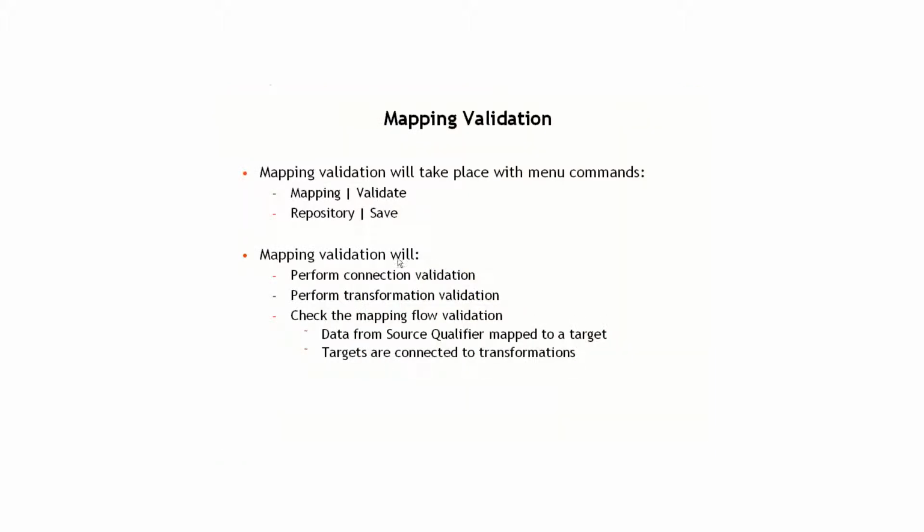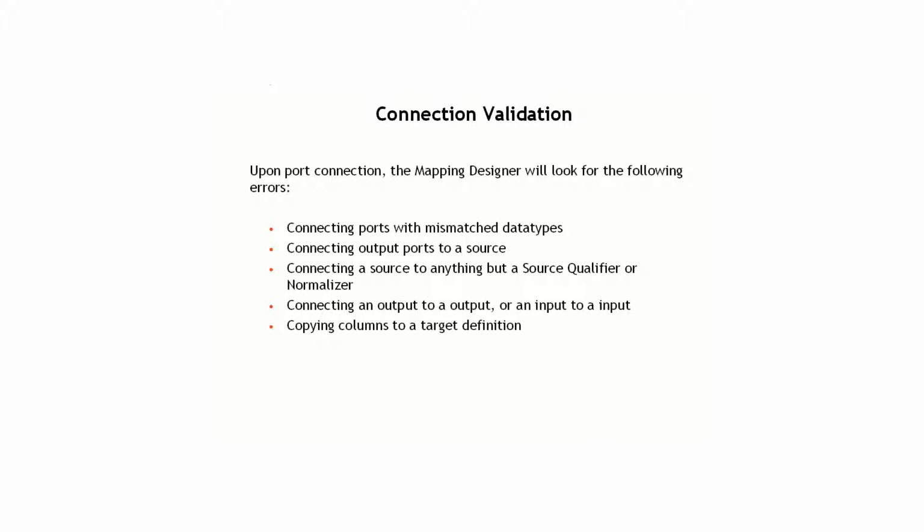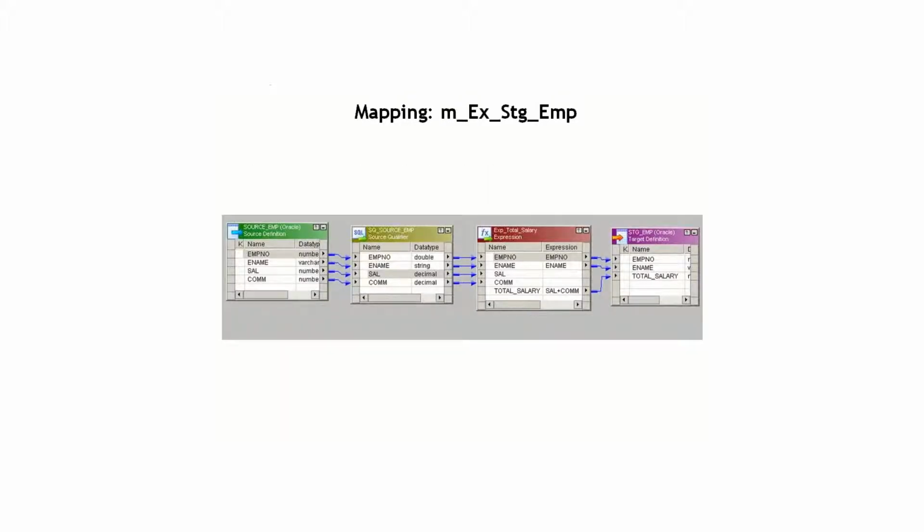Whenever you create a mapping and save it, it will check the connections and transformation validation. Is the mapping valid from the target? Are the targets connected to transformations? Any syntax errors? It will check all of it when you do mapping validation. It will check for connections and all that stuff. So this is the validation of your mapping.